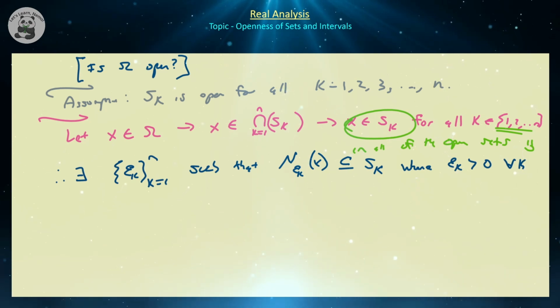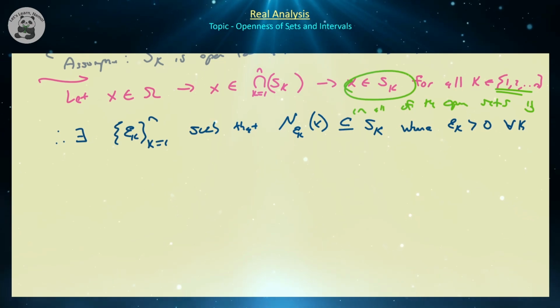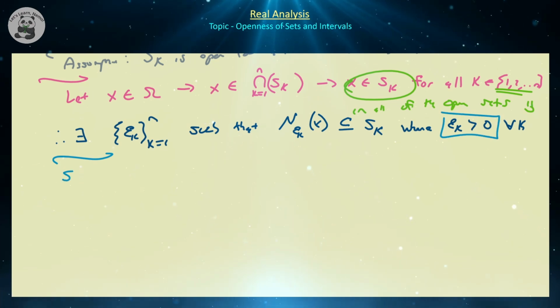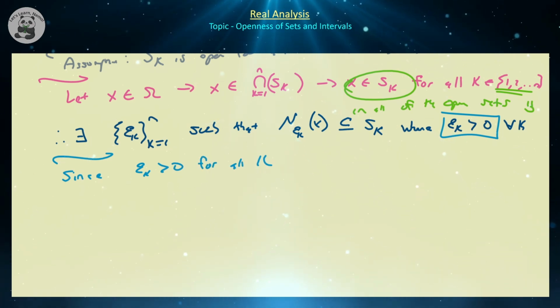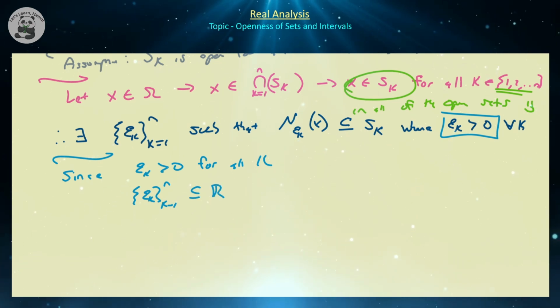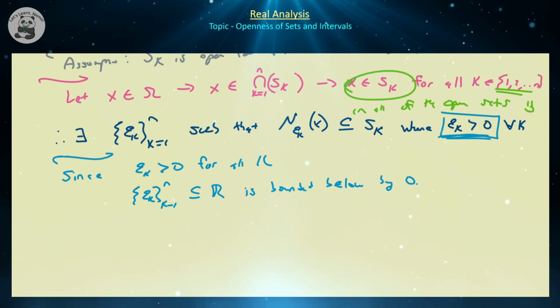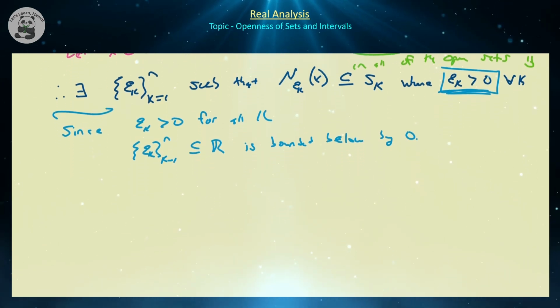Okay, so what is true about these epsilons, right? The first thing that is true is that these epsilons are positive. So since epsilon k is always positive, and that's true for all k, this set of epsilon k, from k equal to 1 to n, is a subset of the set of real numbers, and it's also bounded below by 0, because all of them are greater than 0. That means 0 is a lower bound for that subset of real numbers.